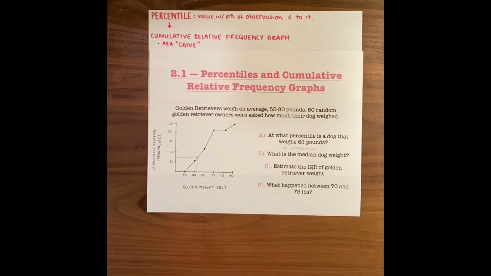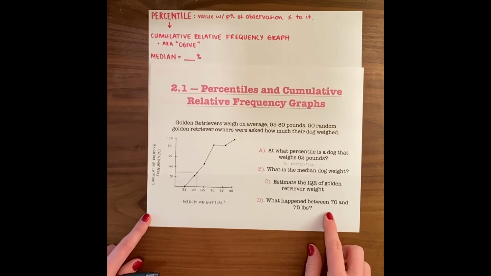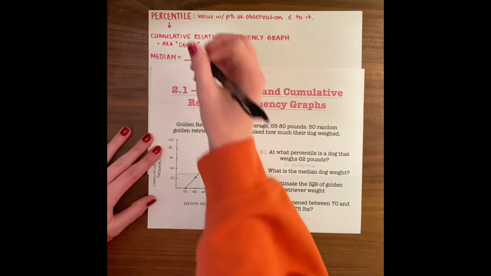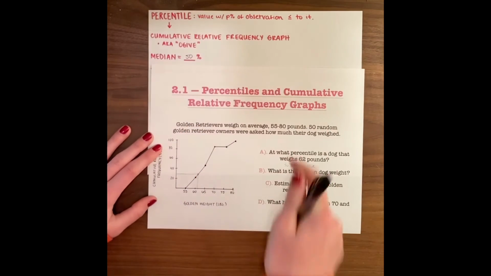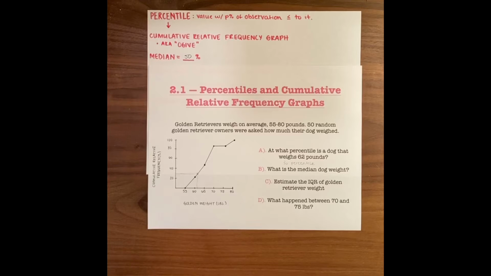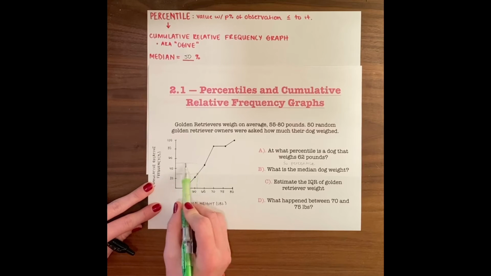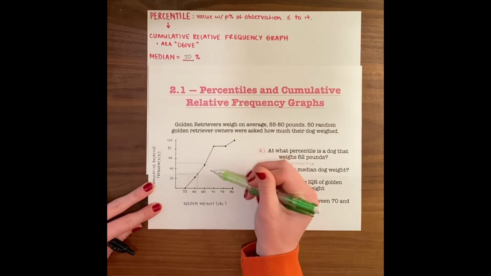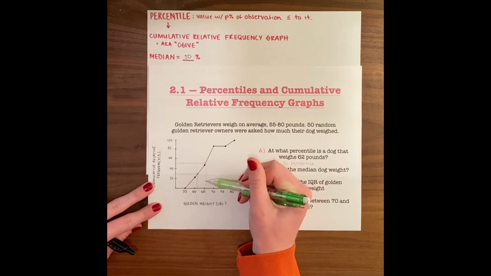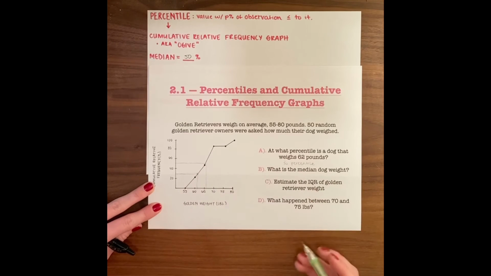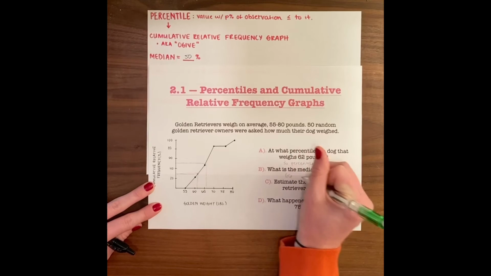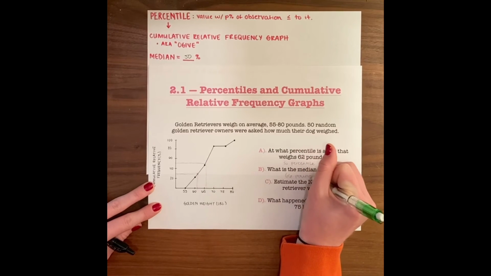Now on to B. It says, what is the median dog weight? So the median is 50%. That's the percentile that we've been given. So we're going to do the same thing we did in A, but just the opposite. We're going to find 50 on the graph, and then we're going to find where it corresponds with the value. And we get about 66. So the median dog weight is about 66 pounds.